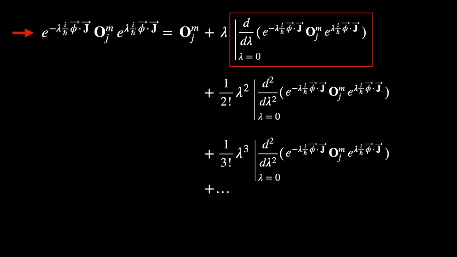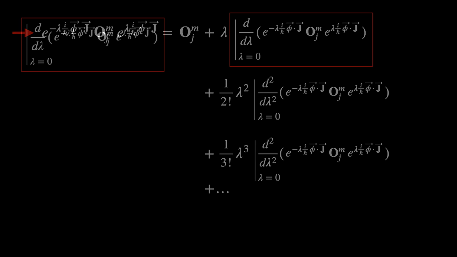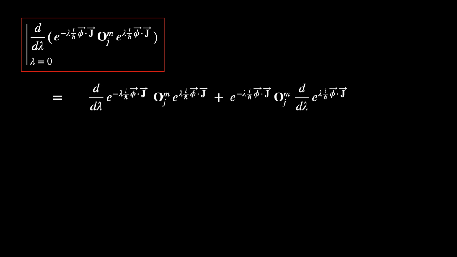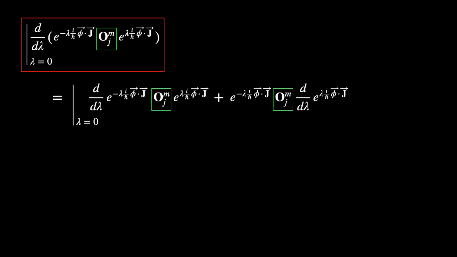This is the first-order derivative. The derivative with respect to lambda only acts on the two unitary operators sandwiching OJM and is equal to the following through the product rule. Since the operator being transformed could be any operator, let's replace OJM with just a placeholder. Let's set lambda equal to 0 only at the end and ignore this condition for now.